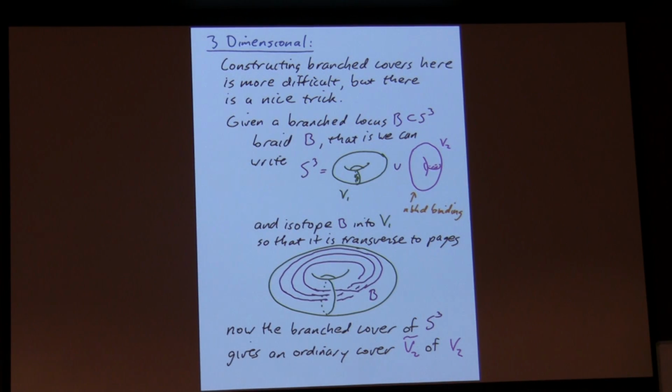So we've done the 2-dimensional setting. What about the 3-dimensional setting? Well, in 3 dimensions, you're branching over a link downstairs. Well, if you've got a link in S3, remember, the branch cover is going to be determined by a covering of the complement of the link.